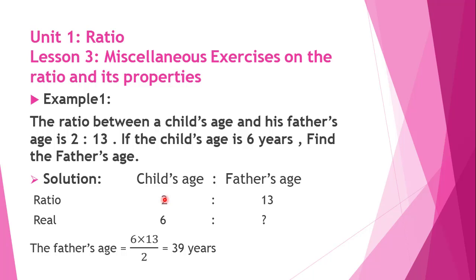You can simplify. 2 divided by 2 equals 1 and 6 divided by 2 equals 3, and 3 times 13 equals 39. So the father's age here is 39. This is case number 1. Just use cross product, 6 times 13 over 2, so father's age is 39 years.